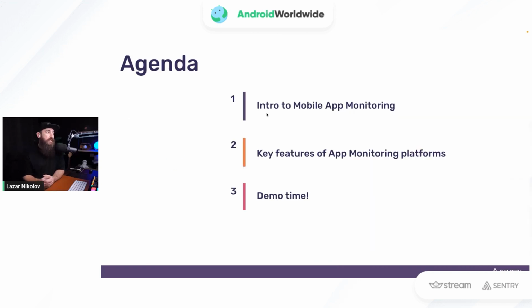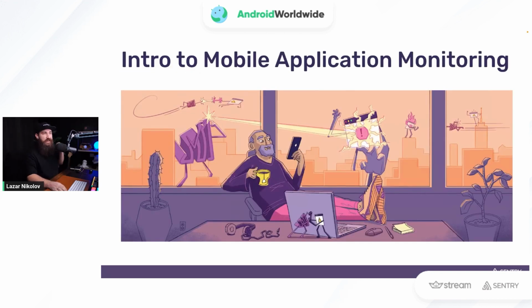All right, so today's agenda, we're going to do 3 points. The first two are theoretical. We're going to do an intro to mobile app monitoring. What's mobile app monitoring and why do we need mobile app monitoring solutions? Then we're going to explore 5 key features of app monitoring platforms, just the common ones, as you can see. And of course, at the end, there's no good talk if there's no demo time. I hope the demo gods are with me today and nothing breaks, because it usually breaks during the demo, but we'll see.